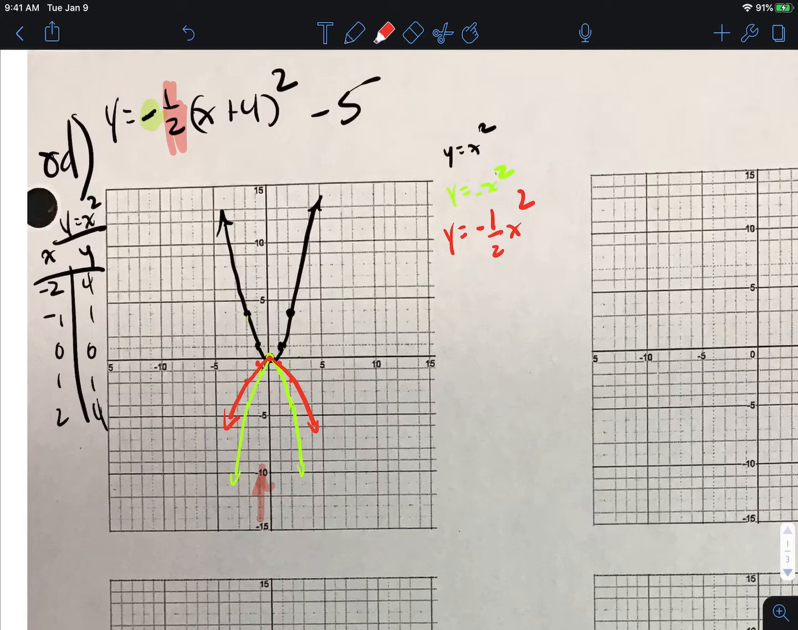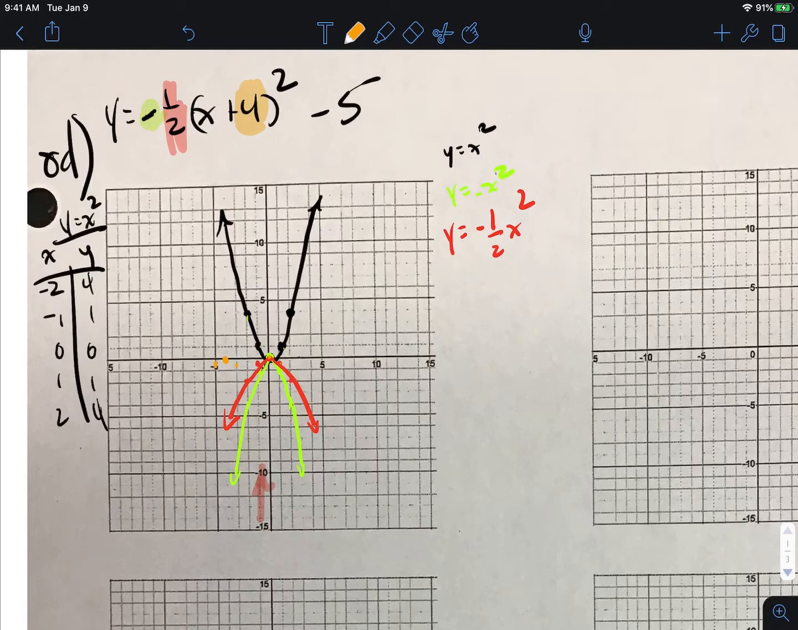And then the next thing, what's the next thing I see? Left or right. Right, so horizontal movements, which we remember as being opposite if it's on the inside. So if I see a plus sign, I'm going to move it left. If I see a minus sign, I'm moving it right. I see the plus sign this time, so I'm going to move it to the left 4 units, every point. So the 0 is going to go from 0 to negative 4. The negative 1 is going to go to negative 5. This negative 1 here is going to go to negative 3.